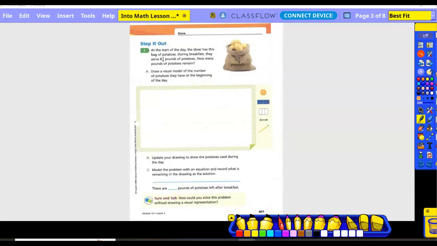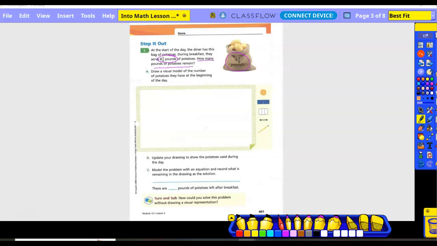Step it out, number 2. At the start of the day, the diner has this bag of potatoes. During breakfast, they serve 8 4/8 pounds of potatoes. How many pounds of potatoes remain? So here's one of our numbers, the 9 7/8. They serve 8 4/8. How many pounds of potatoes remain?